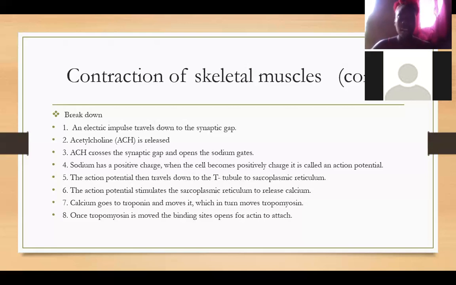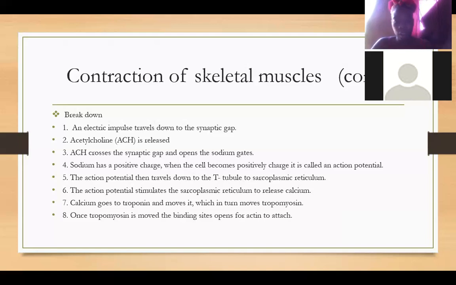Now calcium goes directly to troponin, and moves troponin, which in turn moves tropomyosin. So calcium goes to troponin and moves tropomyosin, like we saw in the video.